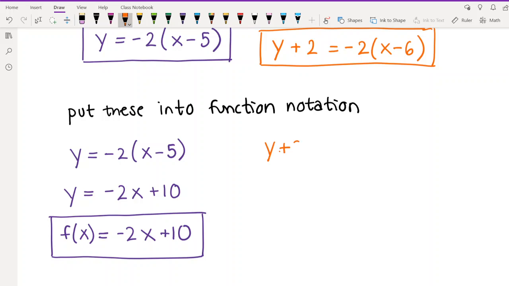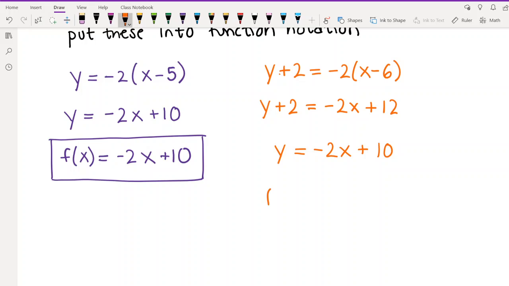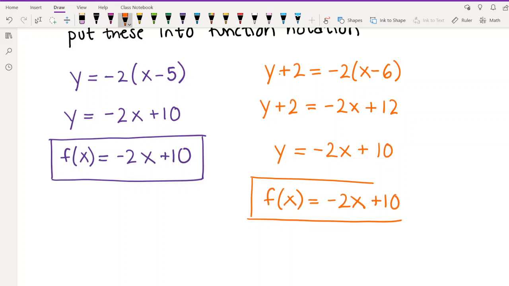So here we have y plus 2 is equal to negative 2 times x minus 6. Again, let's distribute on the right-hand side. That will become plus 12. And then we can subtract 2 from both sides. If we subtract 2 from both sides, we get y is equal to negative 2x plus 10, right? 12 minus 2 is 10. And so that is exactly the same as what we got using the other point. So truly you can use whichever point you want out of the two that are given.